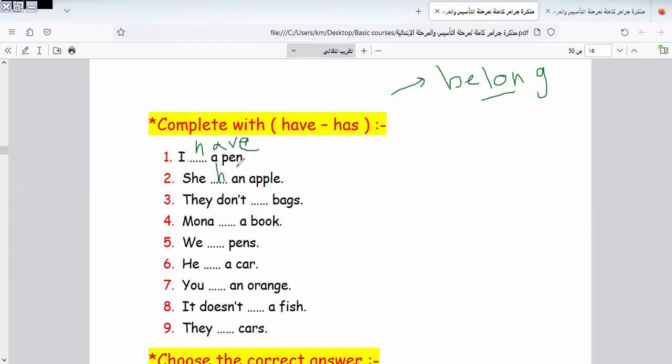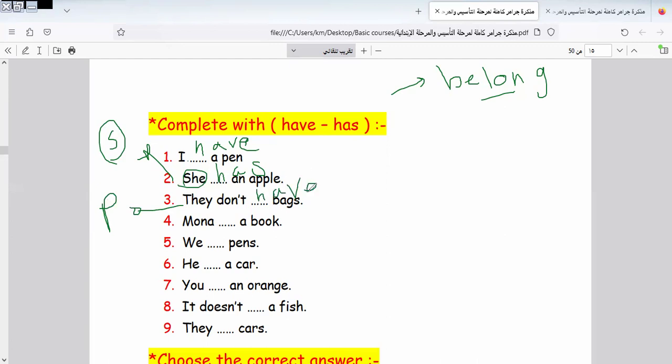She has an apple. Why has here? Because she here is singular. And I is singular but takes have. They here is plural. So plural takes what? Takes have. I don't have.